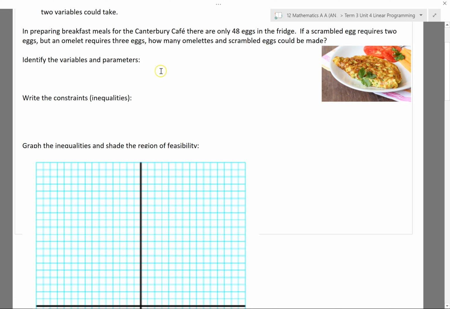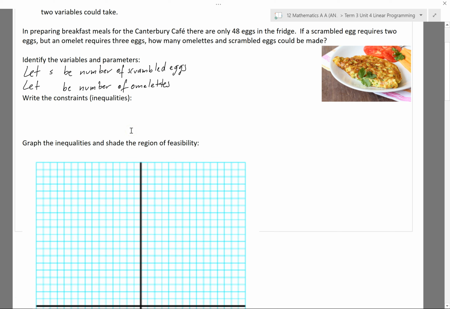First of all, we'll identify the variables and parameters. Our variables are going to be the number of scrambled eggs and the number of omelettes that we can make. When I'm defining the variables, I've come into a little bit of a problem that I want to put an O here for the number of omelettes, but I'm not going to because it could be confused with the number 0. In that case, I'll choose any other letter, M for omelettes.